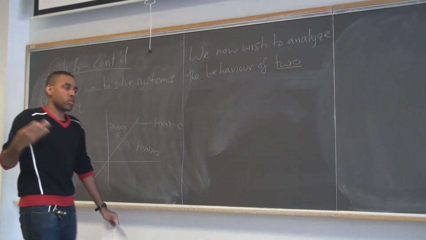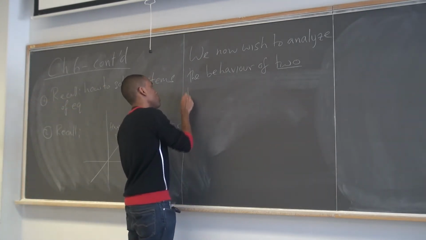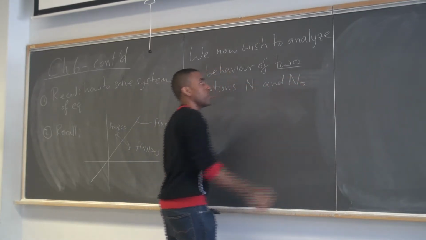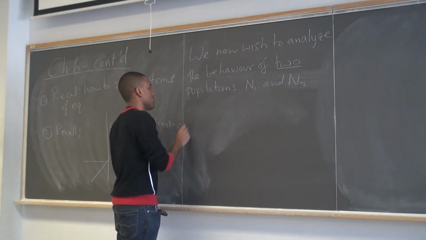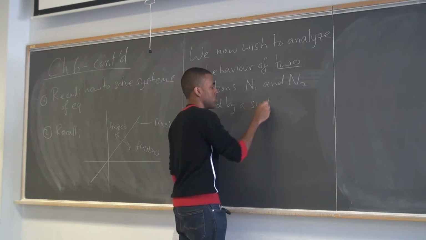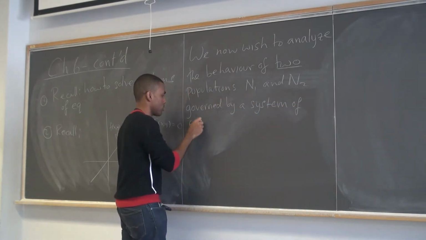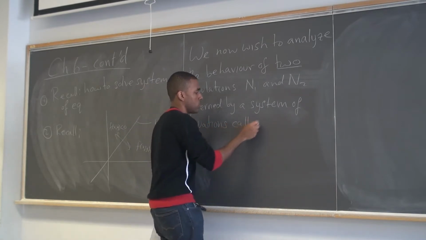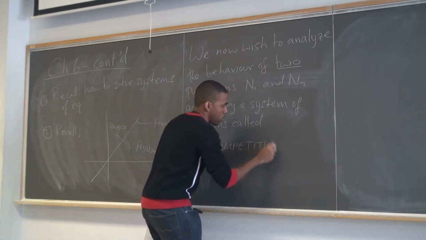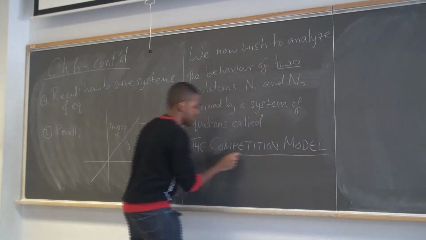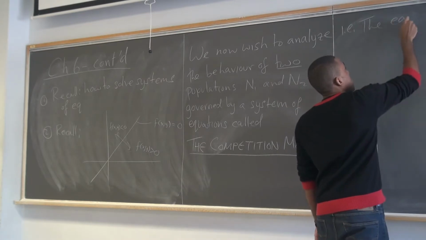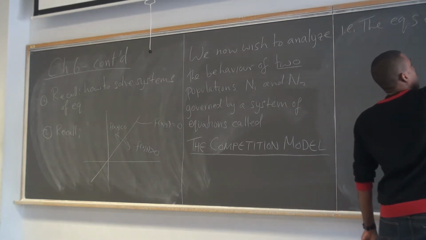Like I said, we could do this in general, but we only focus on two populations at a time. Behavior of two populations, N1 and N2 we'll call them, governed by a system of equations, the competition model. What is the competition model? It's basically the way we want to set up the equations, i.e. the equations are of the form.